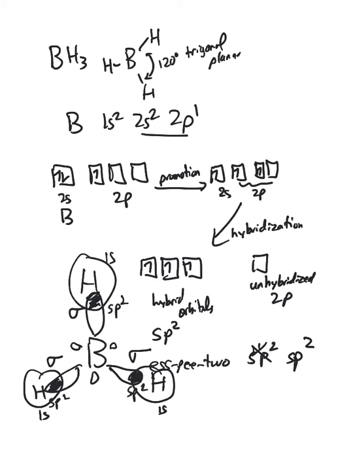Hence we call them sigma. Since we come up with these names, you might think ahead that there's going to be another type of bond where the overlap's not directly along the internuclear axis. We'll call those pi bonds, but that'll be a couple videos down the way when we talk about multiple bonds. And so we've got a trigonal planar geometry now in our boron trihydride.